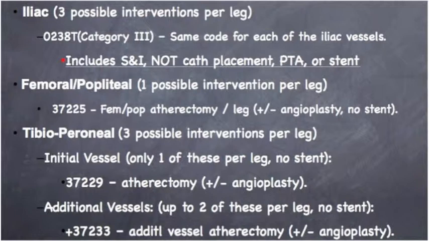Once we get down into the trifurcation area, we go back to that same concept that there's an initial vessel that's receiving atherectomy, and then there's each additional vessel that's receiving atherectomy, being the initial vessel code, the 37229, and then each additional vessel being the 37233 codes.